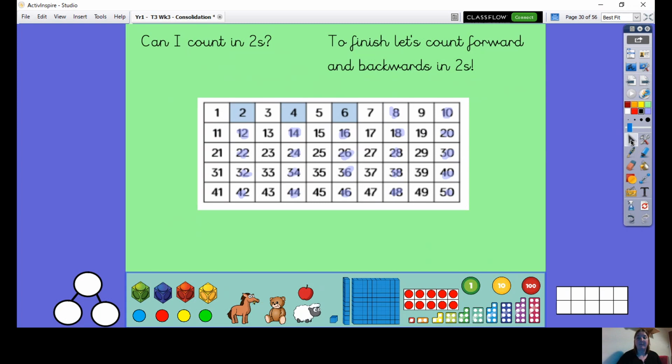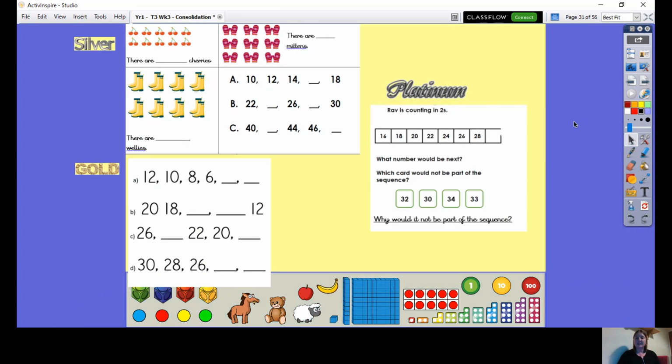So now we're going to see if we can count backwards all the way from 50 down to 2. Are we ready? 50, 48, 46, 44, 42, 40, 38, 36, 34, 32, 30, 28, 26, 24, 22, 20, 18, 16, 14, 12, 10, 8, 6, 4, 2, and then we might say 0. Fantastic, brilliant counting there. Okay, so this is your work that you are going to be doing this morning.